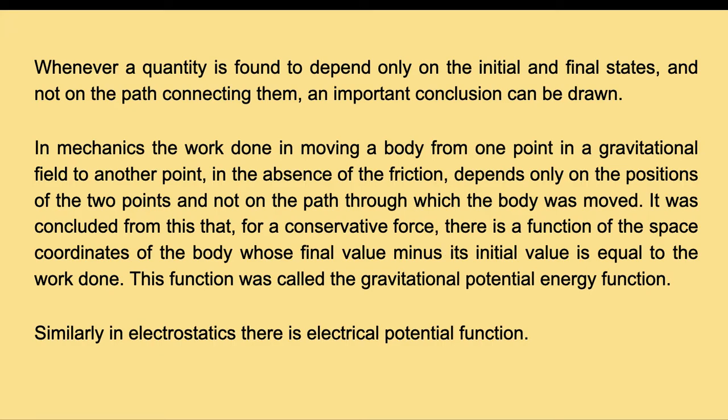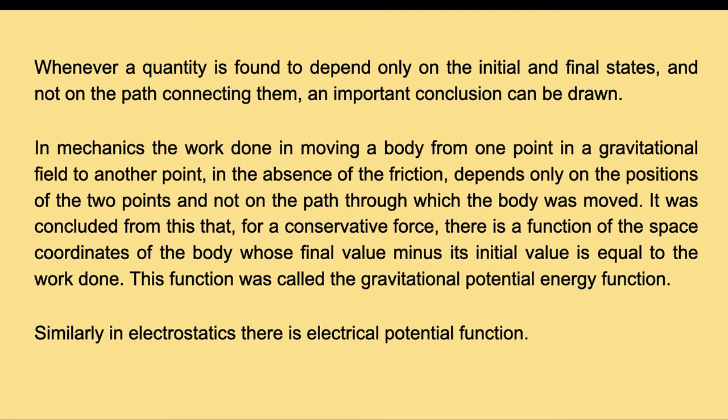a conservative force field means that if you move a body around a closed path, the work done is 0. So, if you consider two points, from the initial point to the final point you have a work done. Then from the final point back to the initial point the work done is the same, but you are moving in the opposite direction, so it is negative. So the total work done is 0. That is the definition of a conservative force field. In such cases, there is a function of the space coordinates of the body whose final value minus its initial value is equal to the work done. And this function you call the gravitational potential energy.